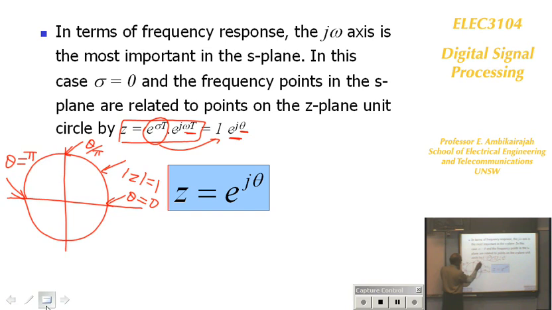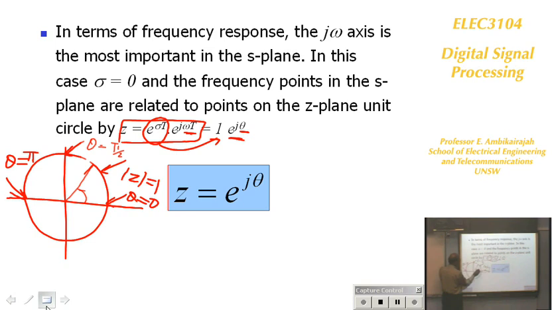What does that mean? This point is theta equal to pi over 2. What we are saying is that this is how the theta moves. That's our theta. That's our digital frequency.